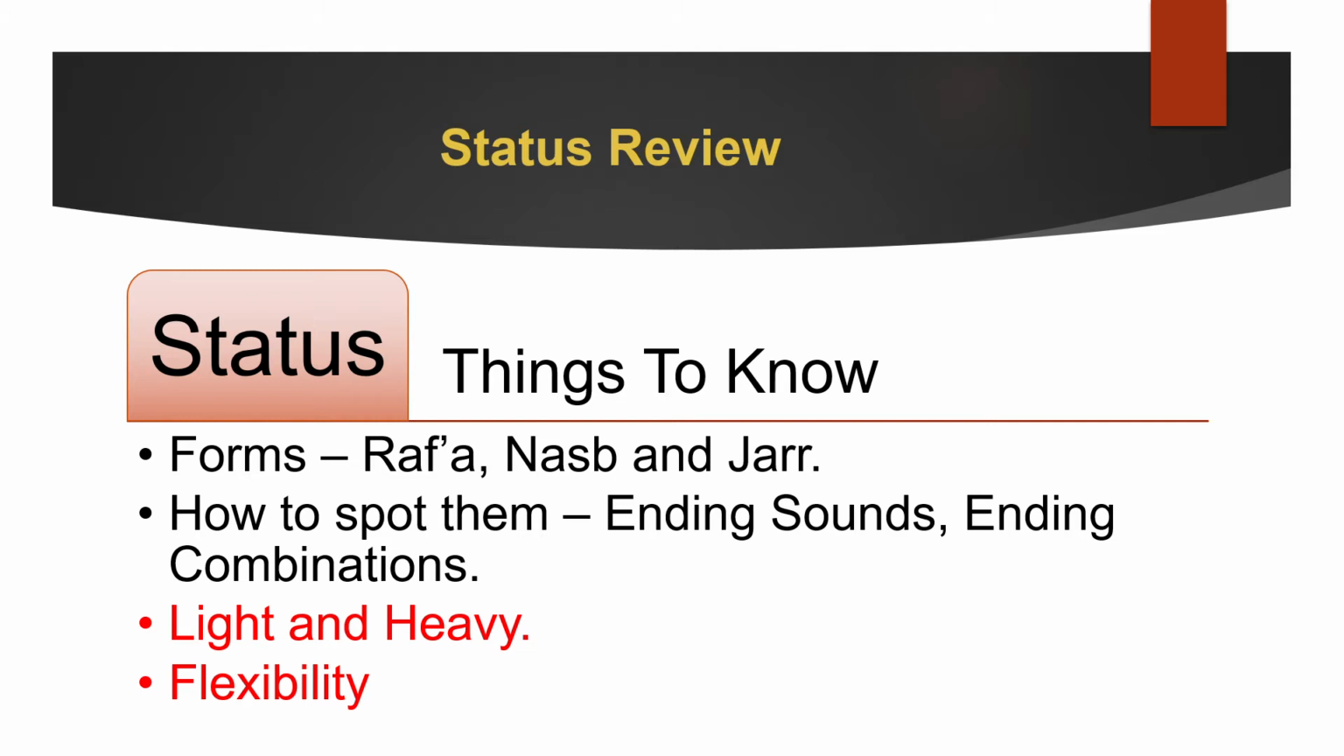So when we talk about status, there are 4 important things that you need to know. The first one is forms. We already know this: Rafa, Nasab, Jar. The second is how to spot them. The Muslim chart, both of them helped us a lot. The ending sounds, ending combinations, we know this. And then we have to talk about light and heavy and flexibility. Today we are going to talk about light and heavy.